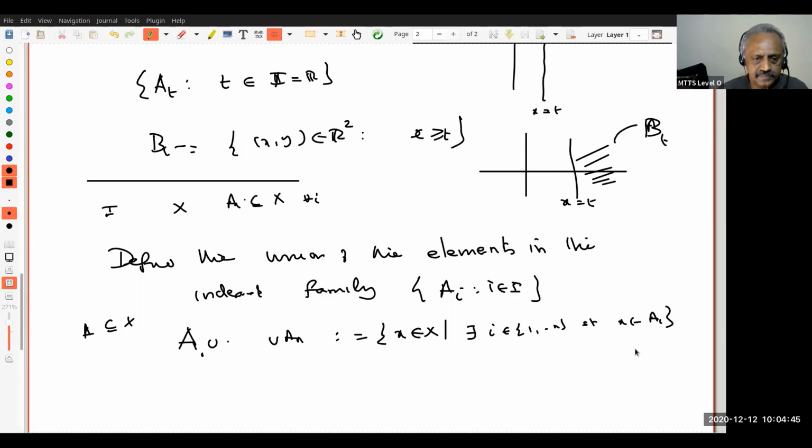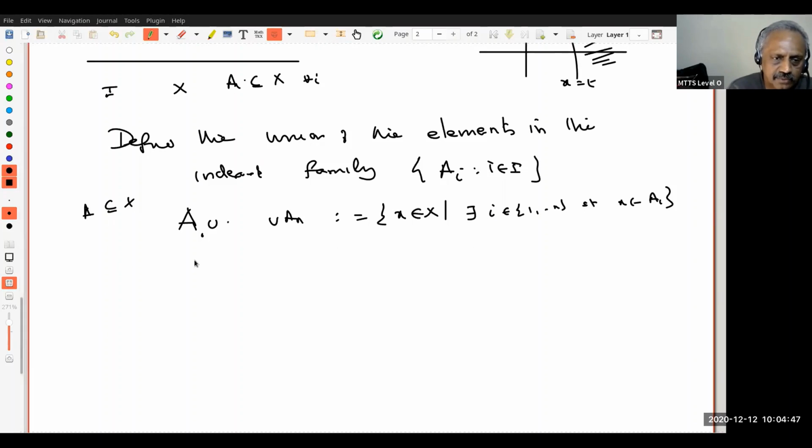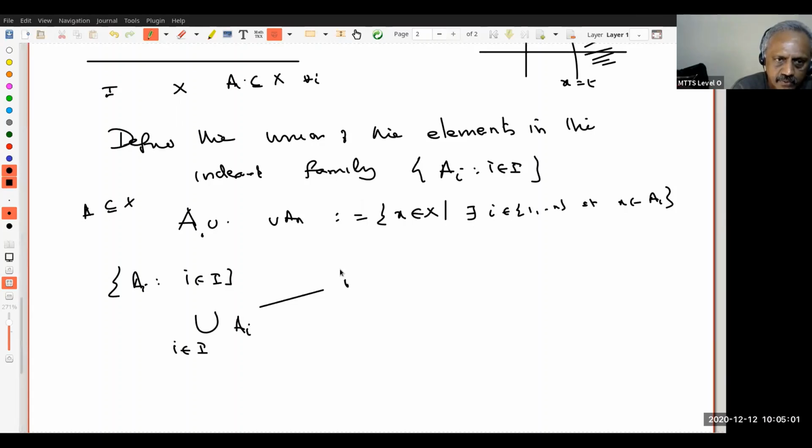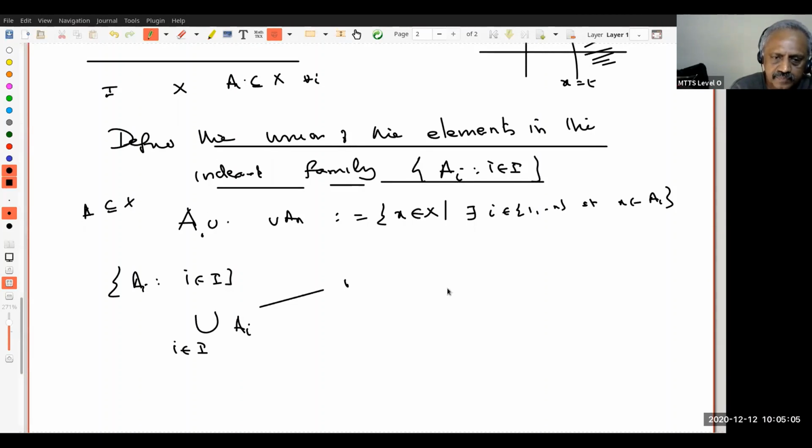Okay, I'm sure now you can define this. This is a finite thing, so how will I define the general case? The notation is the union over i in I of A_i. By definition, this is the union of the elements in the indexed family A_i. This is the notation for that.